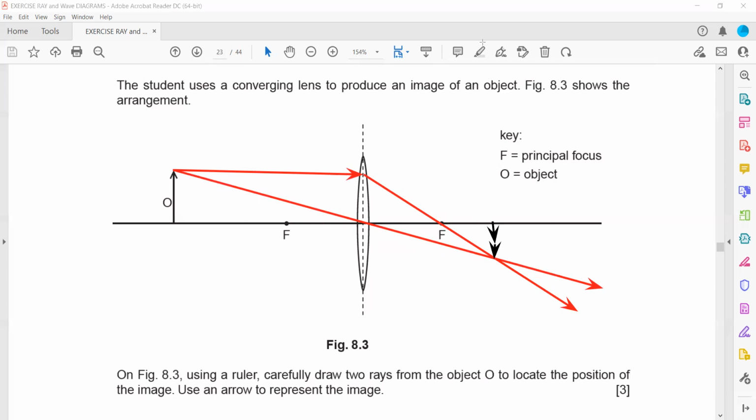I can take another ray. A third ray we can also take, but we need only two to represent. So we can take the ray passing through the focus, which will go parallel. So that will also intersect at the same point.